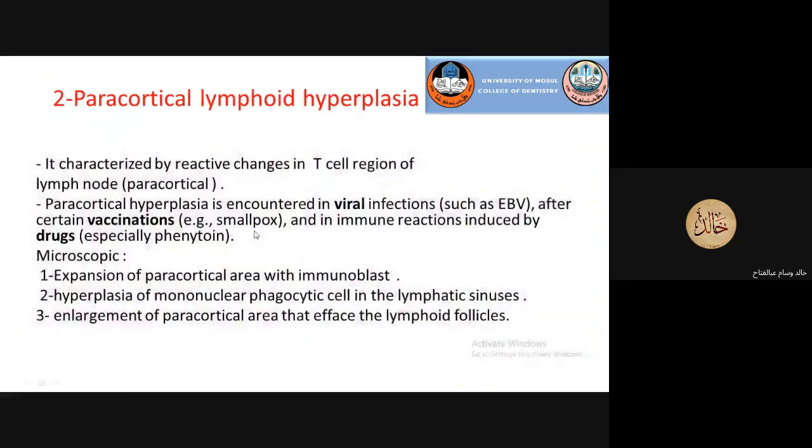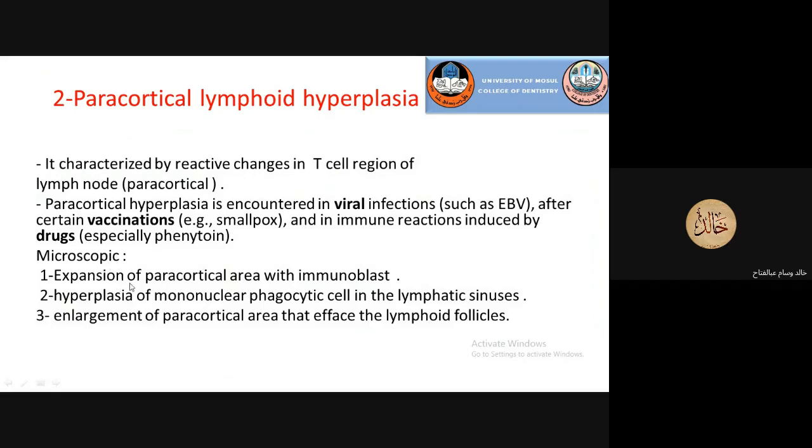The other pattern of chronic lymphadenopathy, we call it paracortical hyperplasia. Okay, why is it paracortical? Because there are reactive changes affecting the T region of the lymph nodes, which is called the paracortical area, as we said. And this paracortical hyperplasia is seen in many viral infections like Epstein-Barr virus, certain vaccinations like smallpox, and immune reactions induced by drugs like phenytoin.